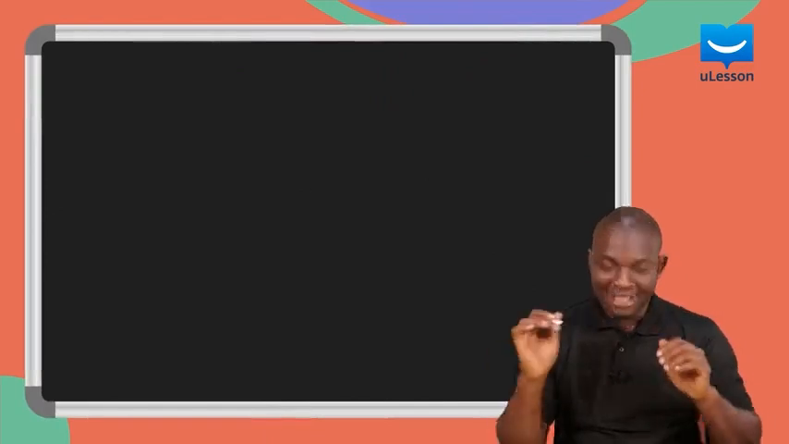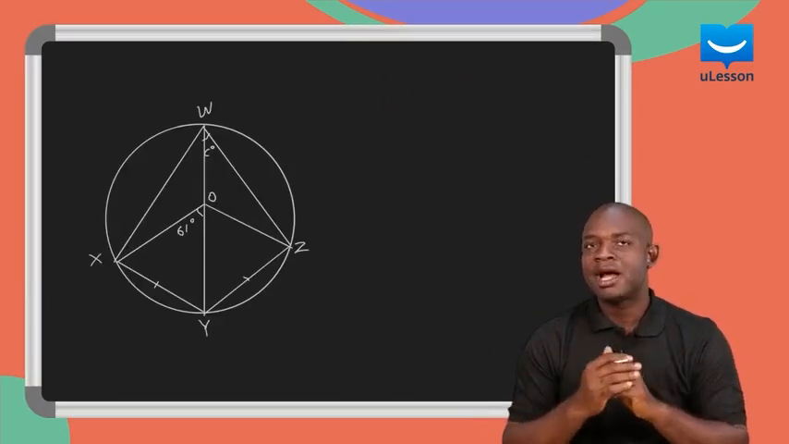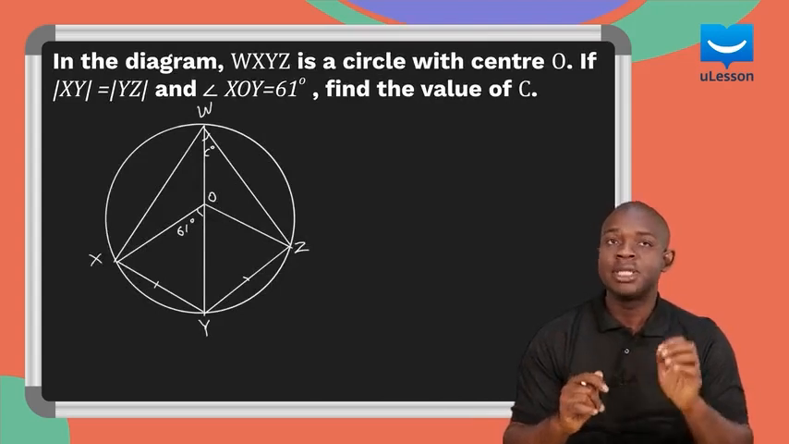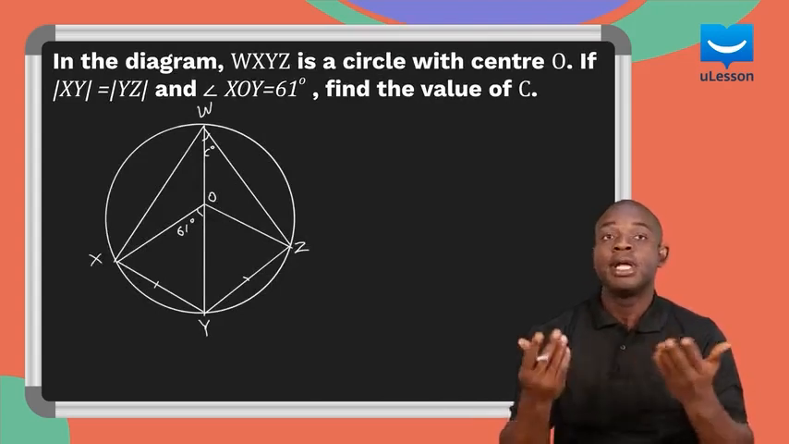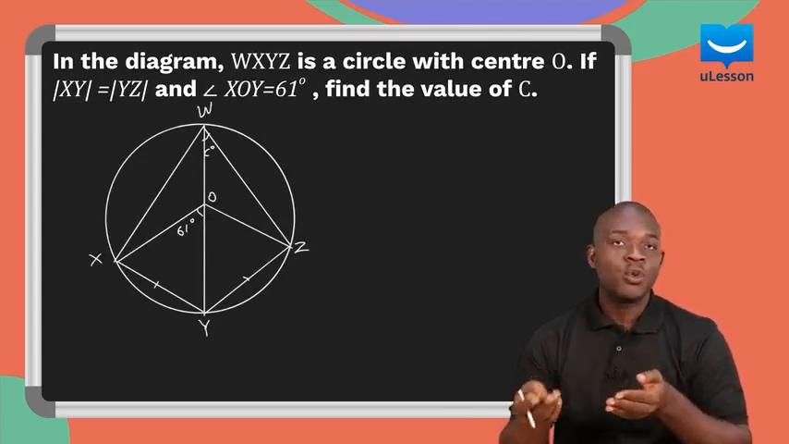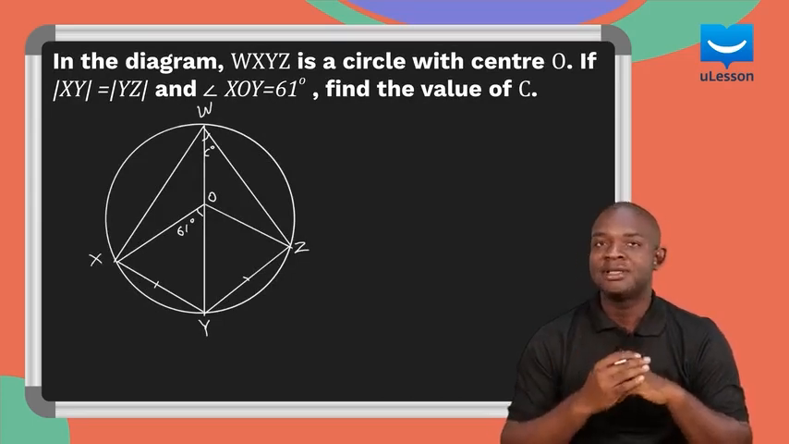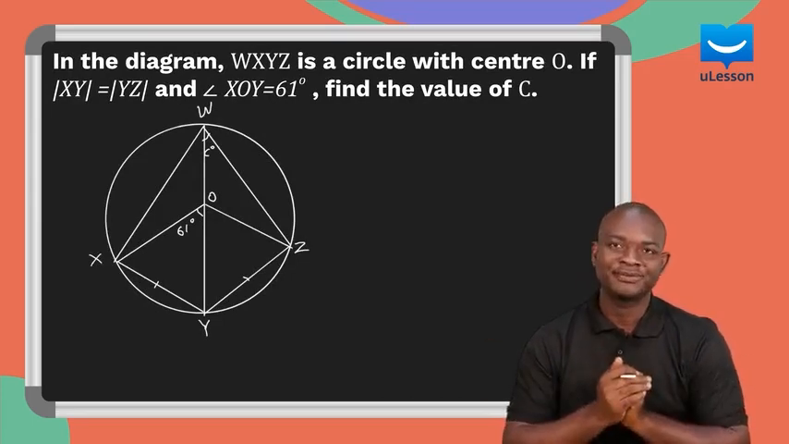For our first example, in the diagram, WXYZ is a circle with center O. If XY is equal to YZ and XOY is 61 degrees, find the value of C.